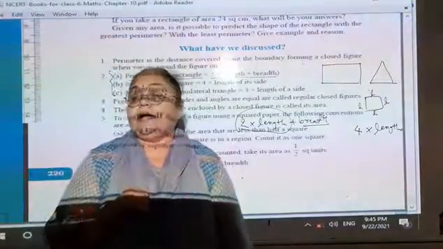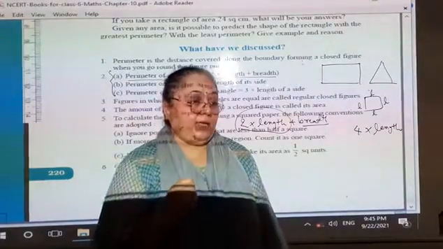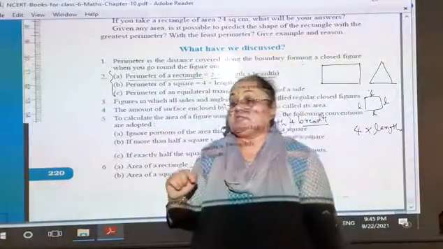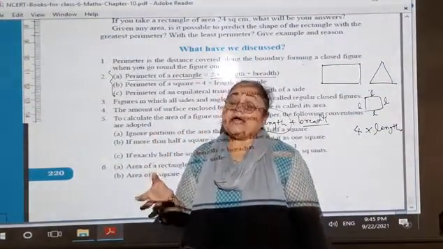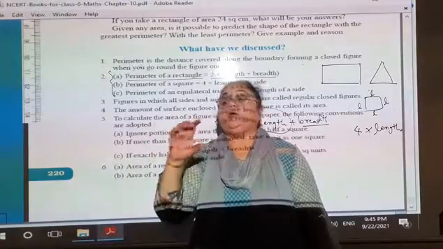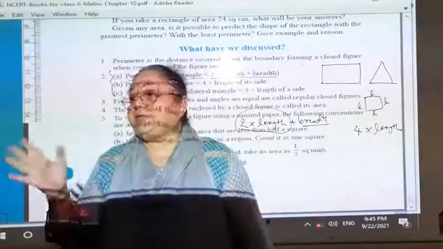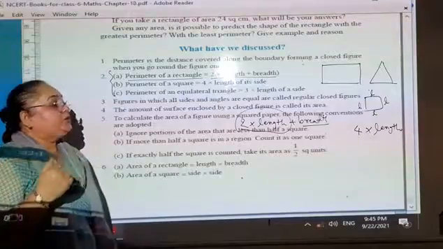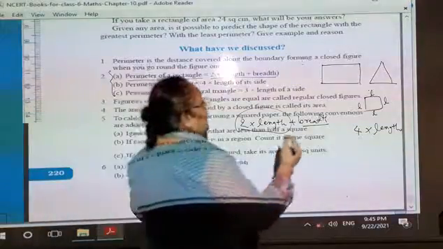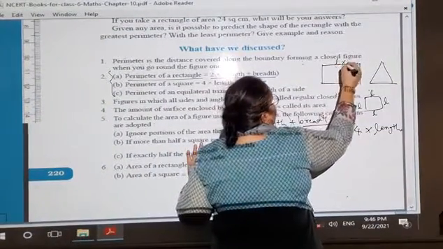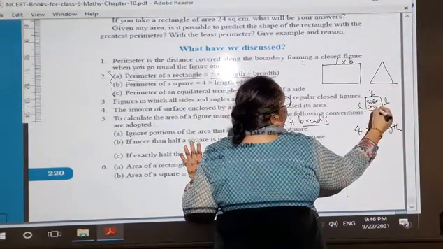And then after we had learned the formulas to find out the area. Definition of area is the amount of the surface enclosed by any closed figure. Or we can say that amount of surface occupied by closed figure. That was the definition of area. And then we had learned about the formula to find out the area of rectangle. Rectangle का क्या है? Length multiplied by breadth. इसका क्या है? Side multiplied by side.